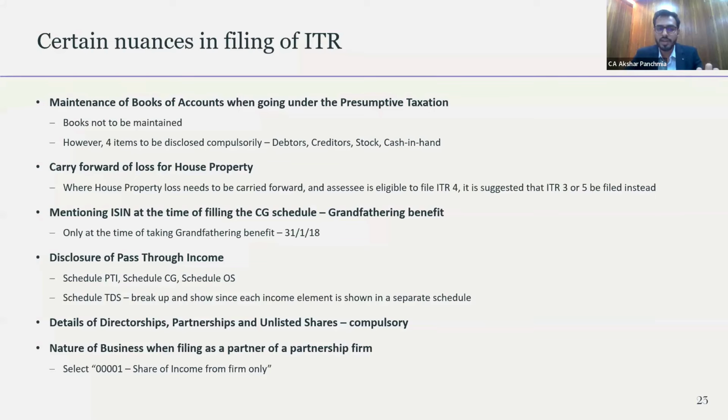However, 4 specific items need to be disclosed at the time of filing your return, without which you might not be allowed to file the return. And in the unfortunate event that you are allowed to file the return without these 4 information, it will become a defective return. Therefore, you must mention your debtors, creditors, stock and cash in hand at the end of the year, especially when you're going under presumptive taxation.